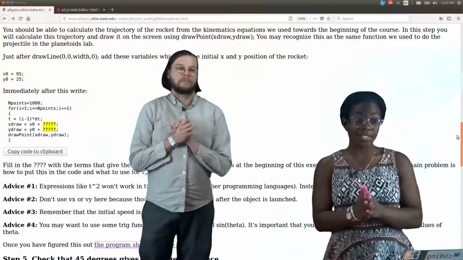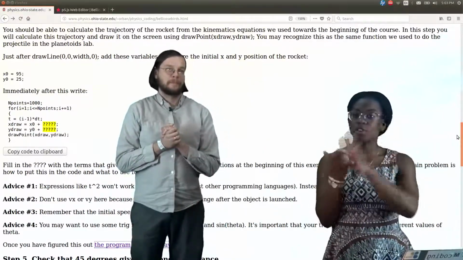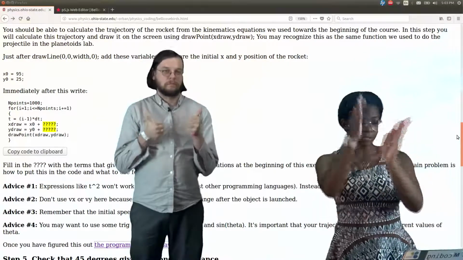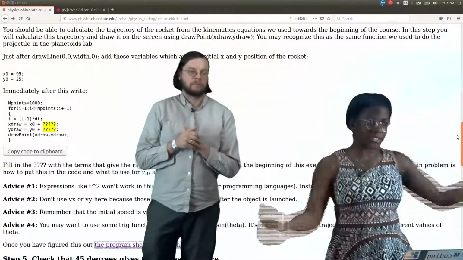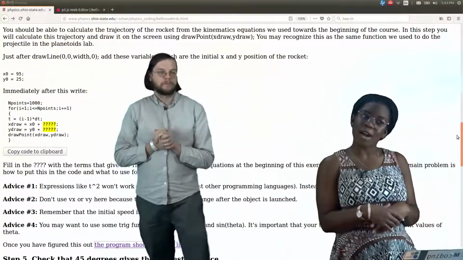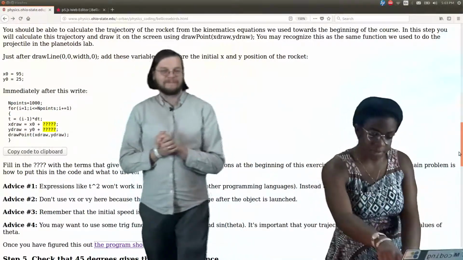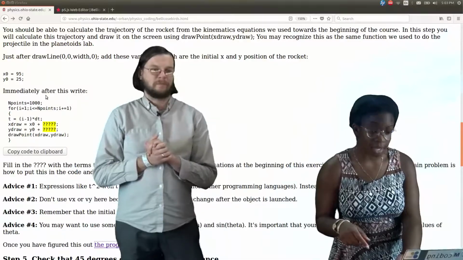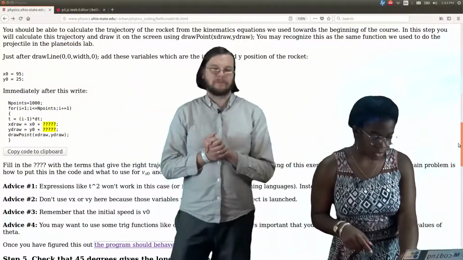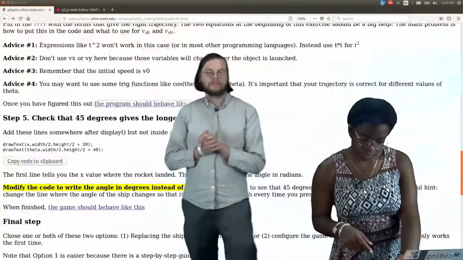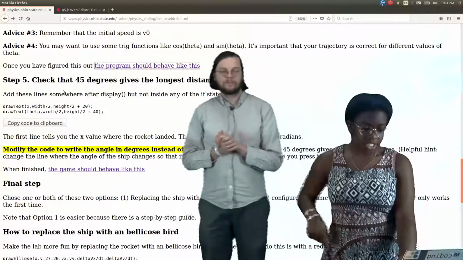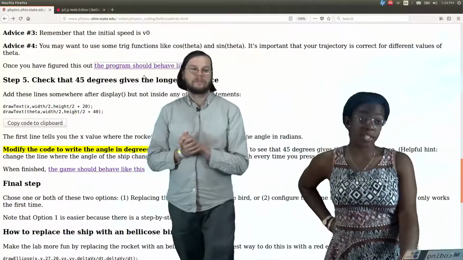So we got it to look like Angry Birds, where it shows a trajectory, and when we give it an angle, it does the thing, but we have to do a little bit more to make it fun. So since we finished this part right here, we have to go on to step 5, which is check that 45 degrees gives the longest distance.